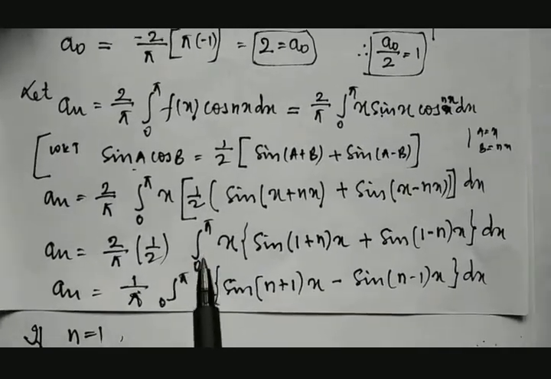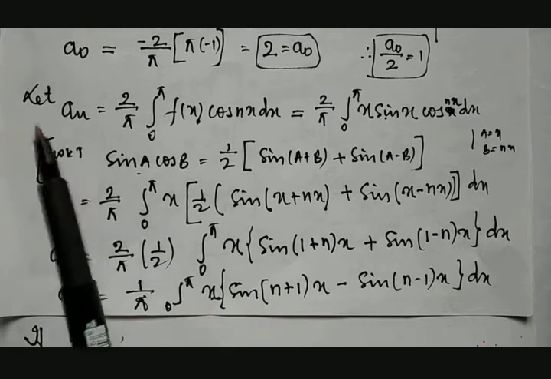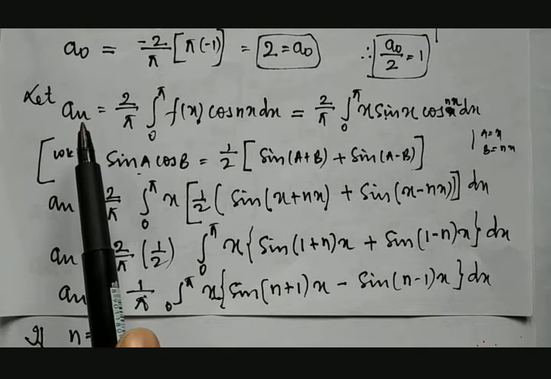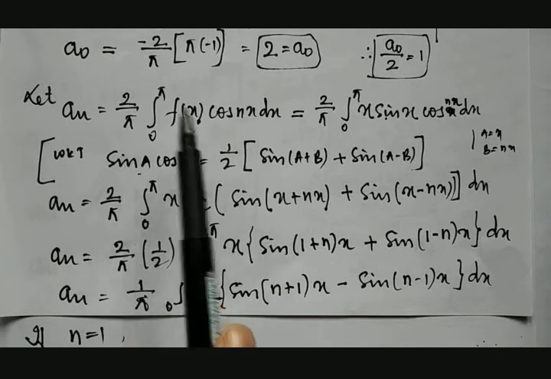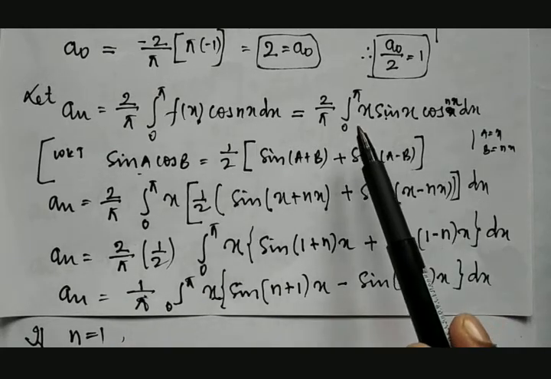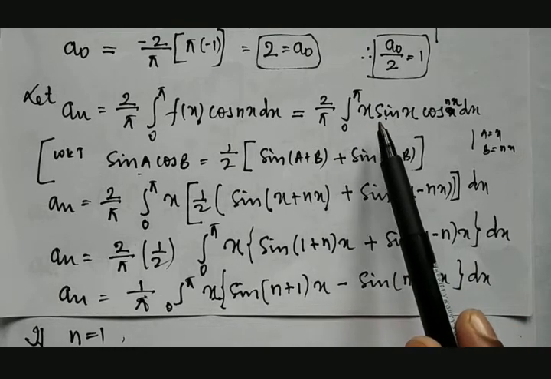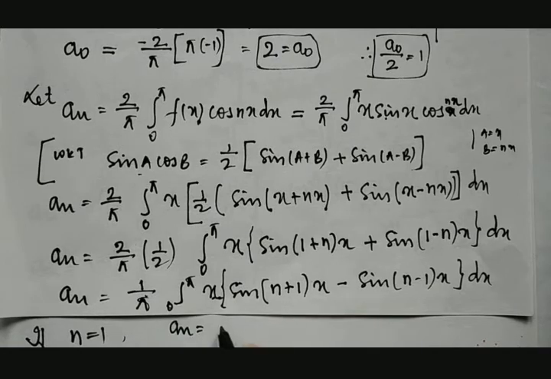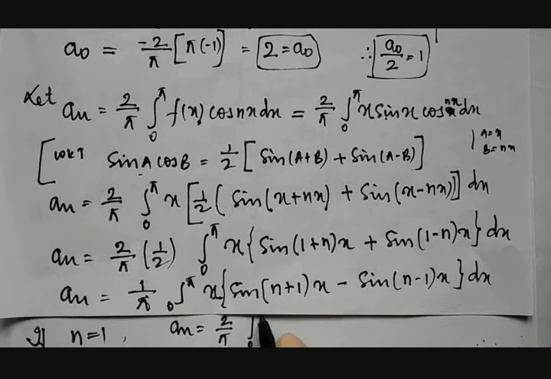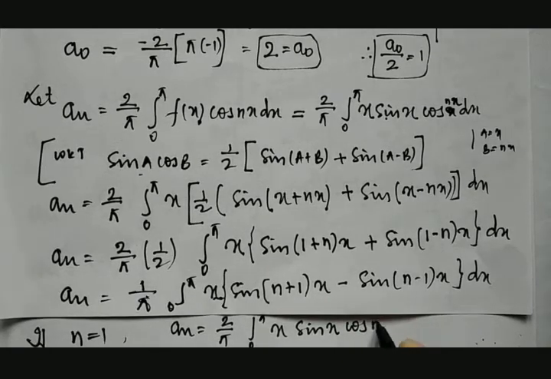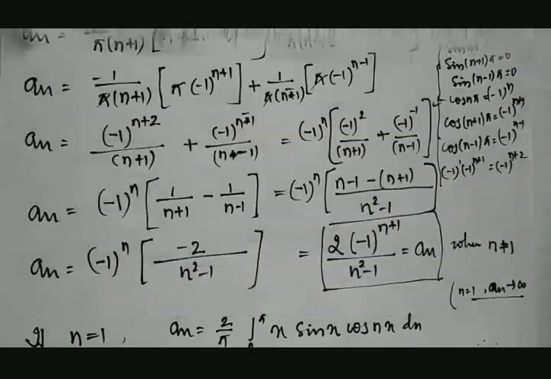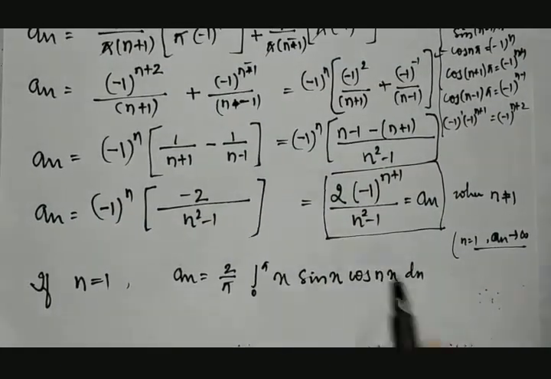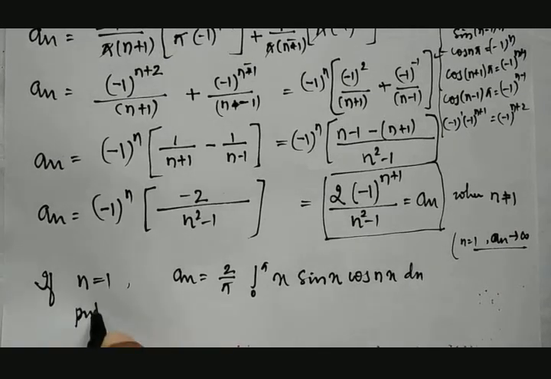The initial point of this an calculation. In the beginning, we started an with this calculation: an is equal to 2 by pi integration from 0 to pi f of x cos nx. And here we got this result. So in this we substitute n equal to 1. Then it becomes what we had: an is equal to 2 divided by pi integration from 0 to pi x into sin x into cos nx dx. Fine. Here we will be putting n equal to 1.